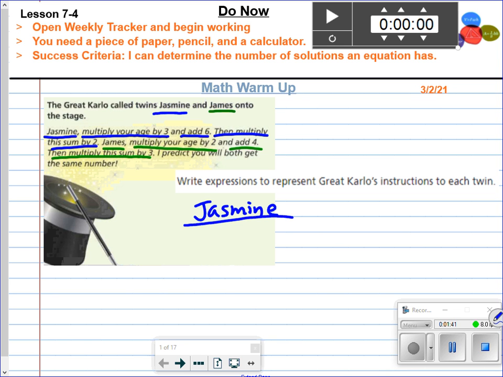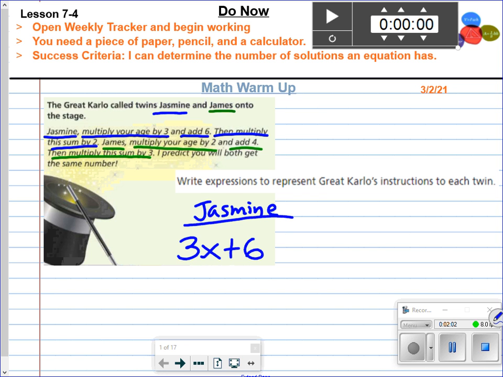3x. 3x, good. We'll use the variable x for her age. 3x, because it's 3 times her age we don't know. Then we add 6. You guys know what adding is. We're going to add 6. Then it says multiply this sum by 2. How could I show taking 3x plus 6 and multiplying that by 2?